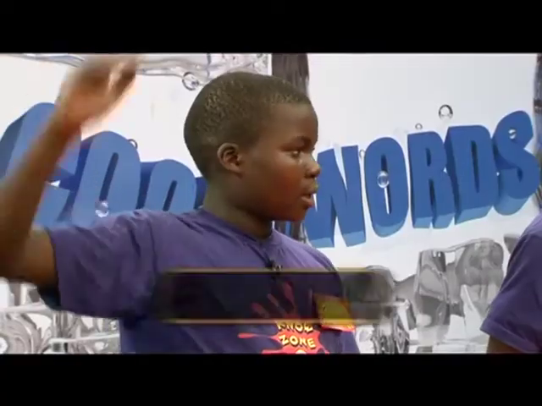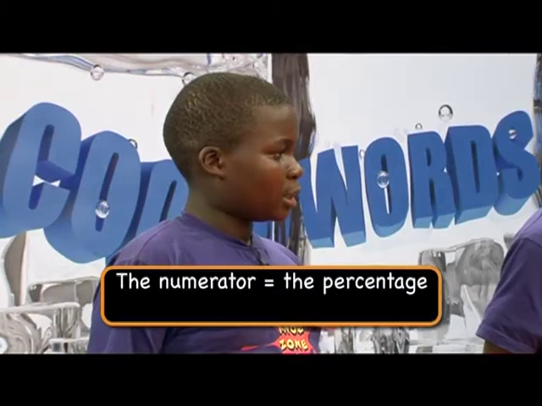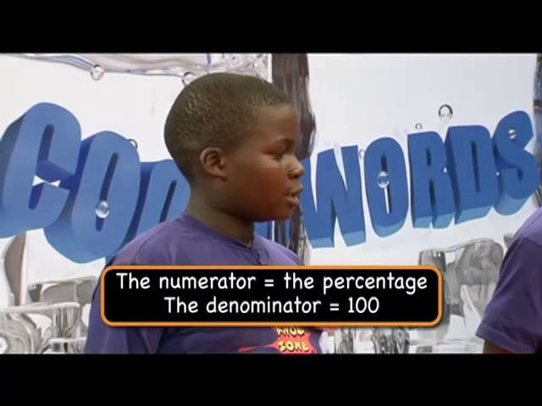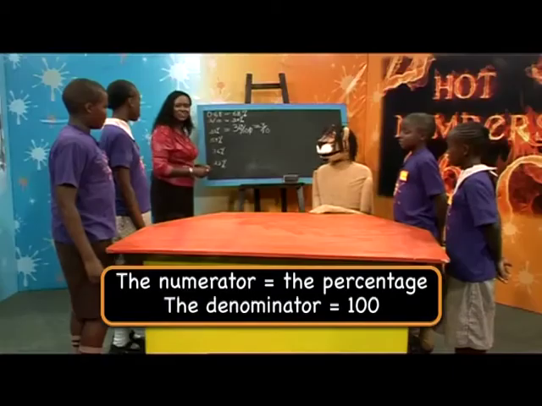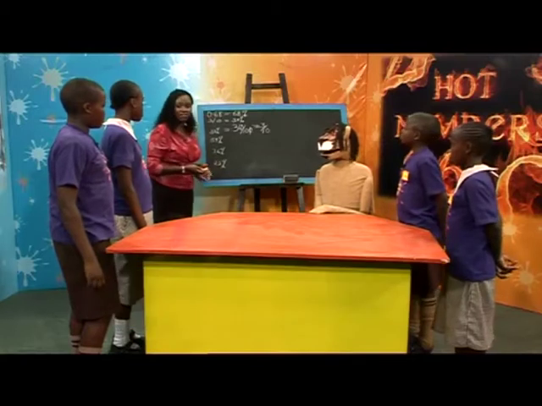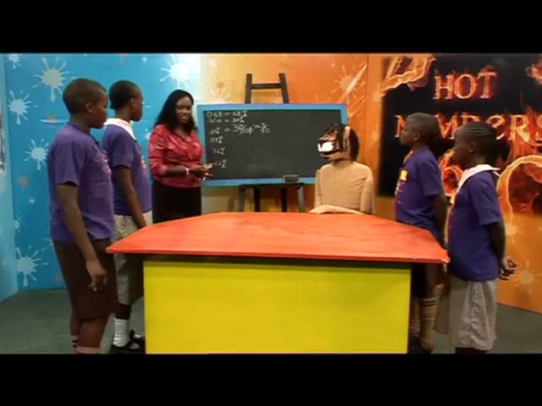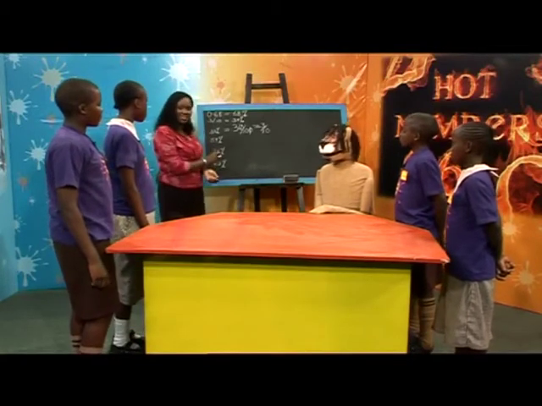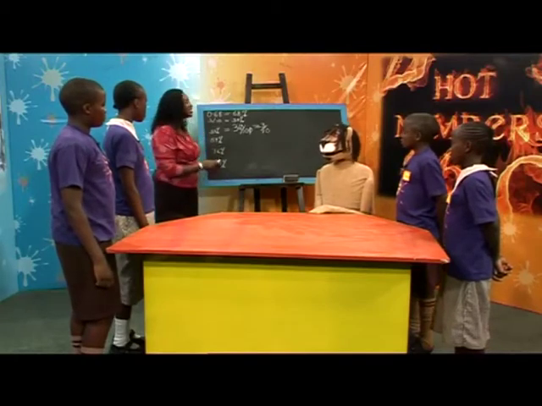Now, who can tell me what is interesting about the numerator and the denominator? Yes, Omondi? The numerator is the percentage we started with, and the denominator is 100. Very good, that is right. When you are converting a percentage into a fraction, the percentage becomes a numerator and the 100 becomes the denominator.